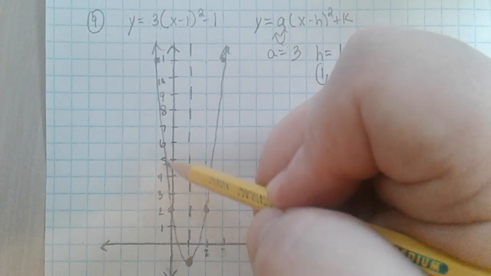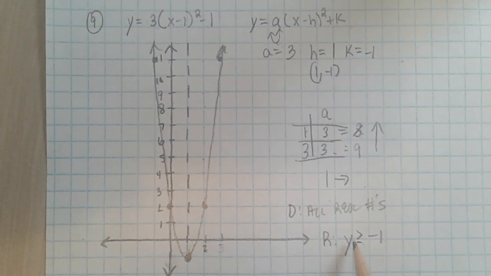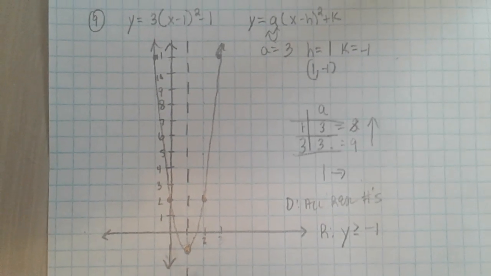Every y coordinate, everywhere on this curve, every point on that curve has a y coordinate greater than or equal to negative 1. There's never going to be any points down here.